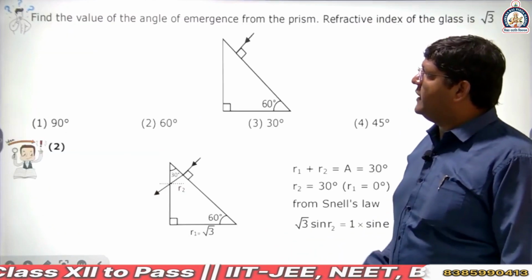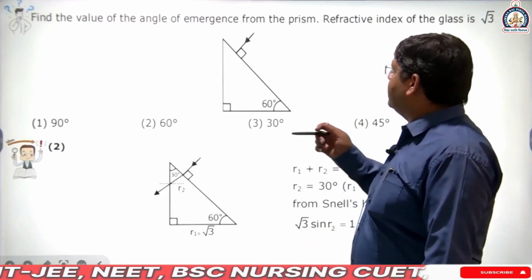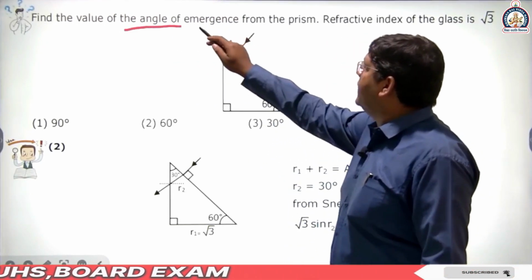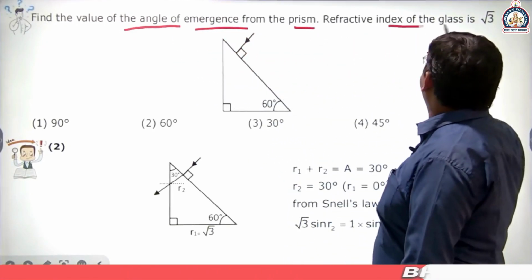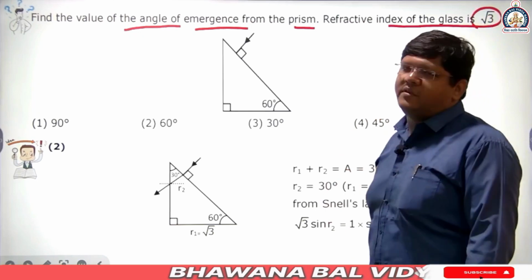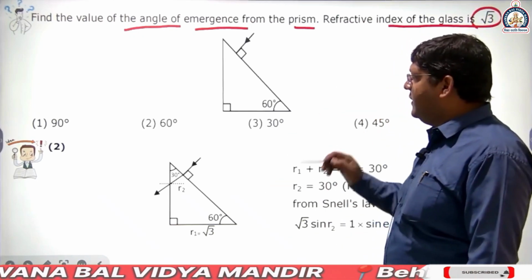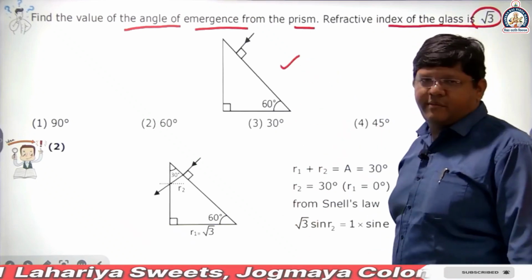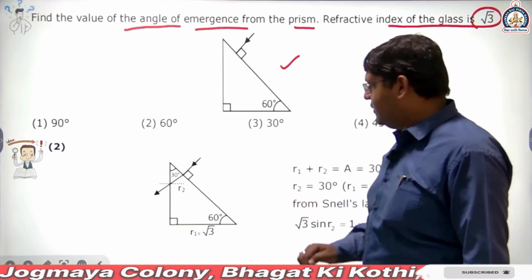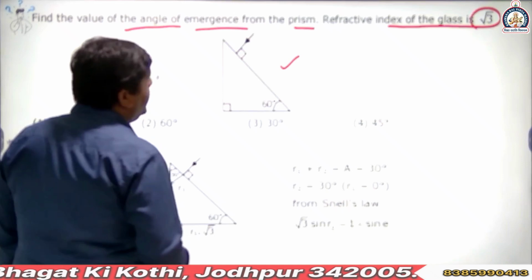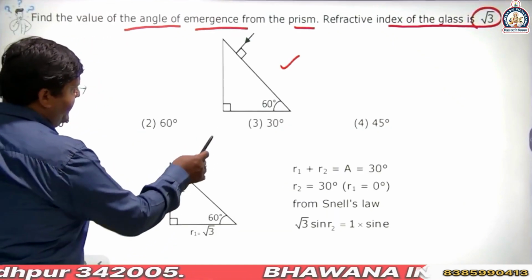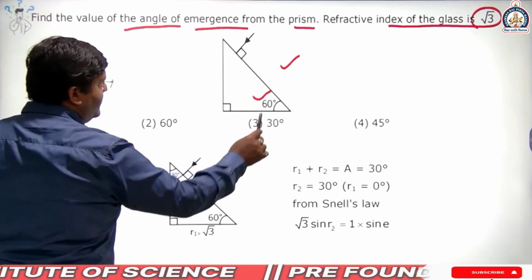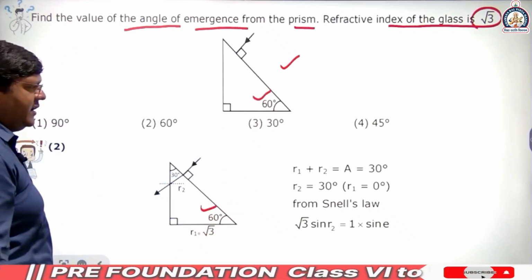Okay. Moving to the next part. The next part is related to prism. Question says, find the value of angle of emergence from the prism. The refractive index of the glass is √3. We have to calculate the value of angle of emergence. The diagram is given in this format. According to the question, this is the incident ray and this is our emergent ray. According to the question, this is 60 degree, this is also 60 degree.